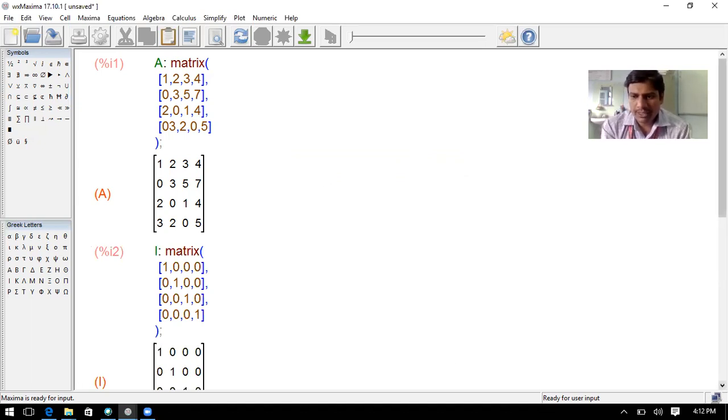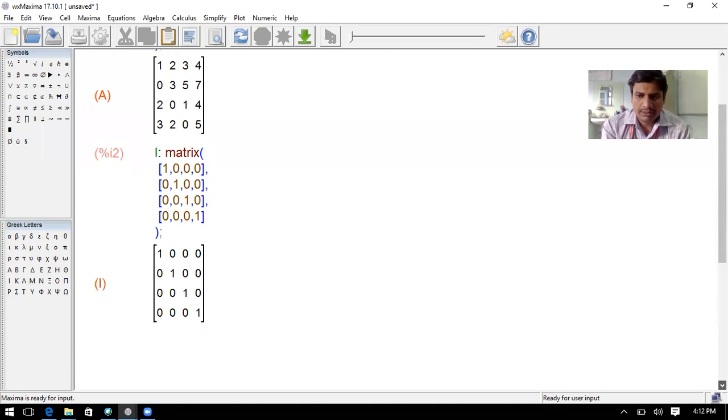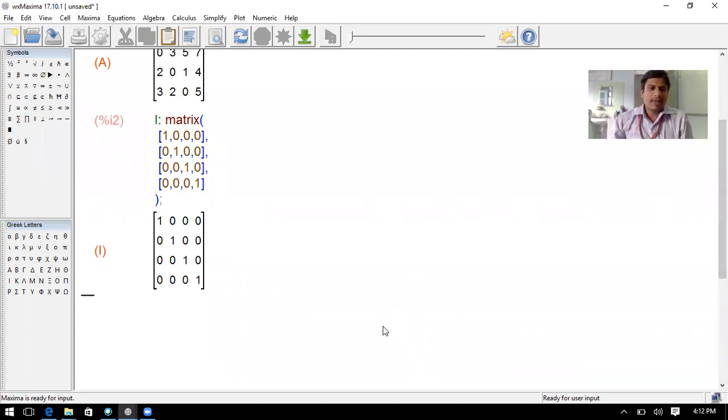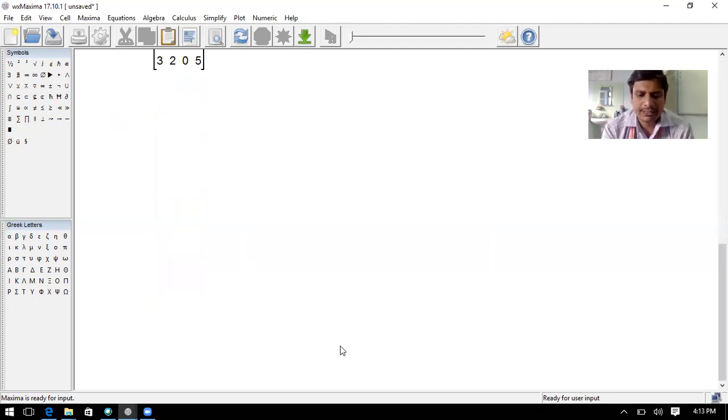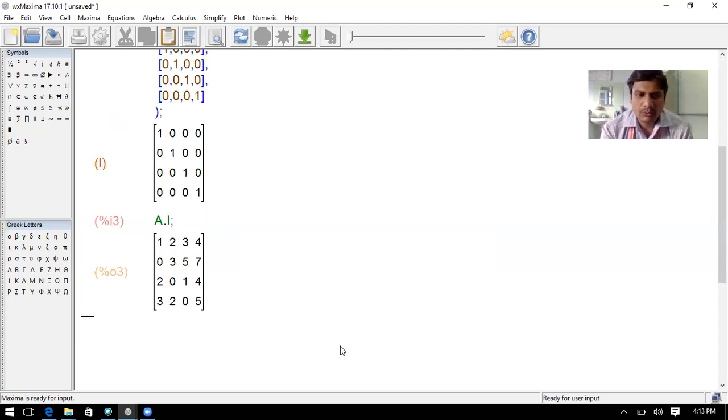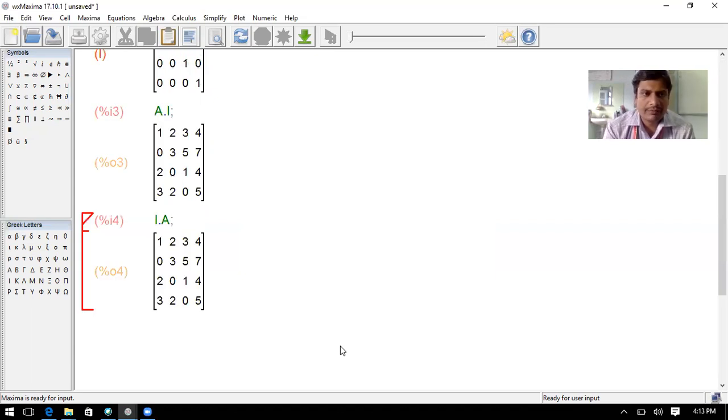Okay, next come to here. This is the question. The A matrix is there, then the I matrix, entered as a matrix, is there. Okay, create the A matrix, A is there and I is there. Show that AI equals IA equals A. You type AI, that is A dot of I, then semicolon, shift enter. This is the AI value. Next go to I, then dot of A, then semicolon, shift enter. This is the IA value.